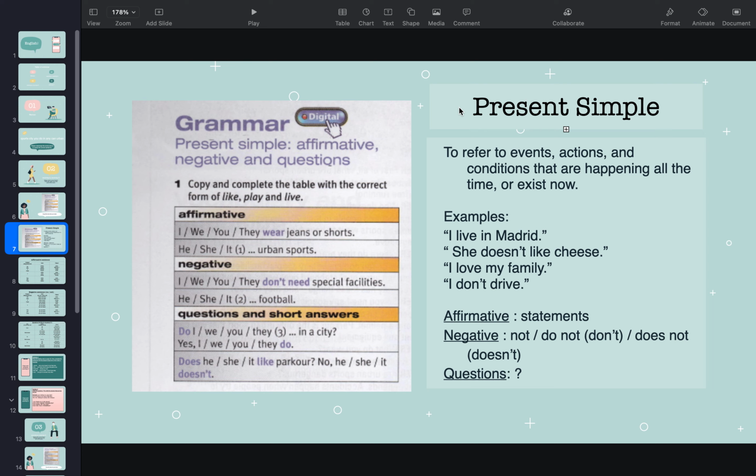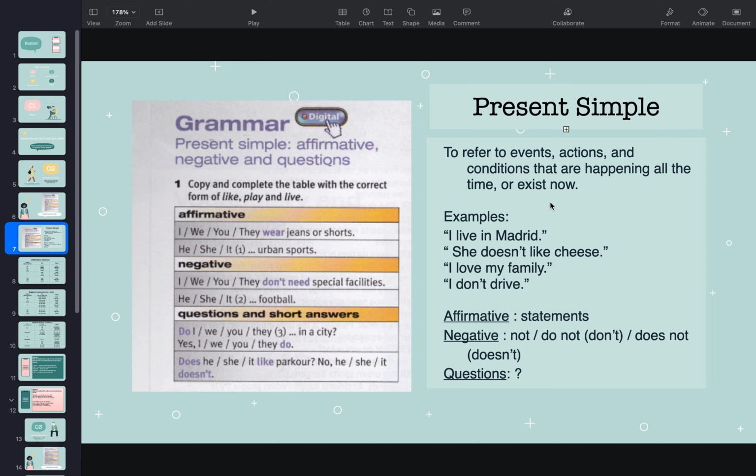But today, we'll focus on present simple. Apa itu present simple? Present simple is used to refer to events, actions and conditions that are happening all the time or exist now. Okay, present simple ni dia nak cakap pasal events, perkara-perkara or actions atau kejadian or conditions atau keadaan that are happening all the time, yang berlaku sepanjang masa or exist now atau wujud sekarang.